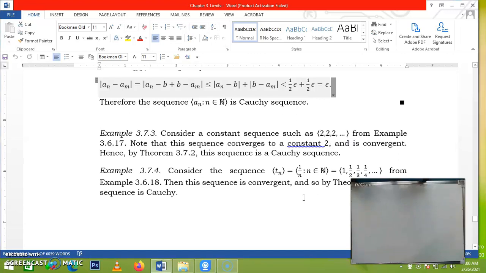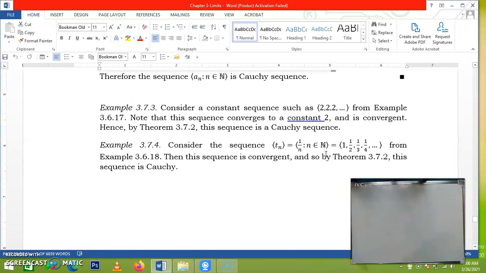The same goes for this example. I have discussed this one in my previous video, that this sequence is convergent because it has a limit of 0. So it converges to 0. Therefore, by using the previous theorem, this is a Cauchy sequence.